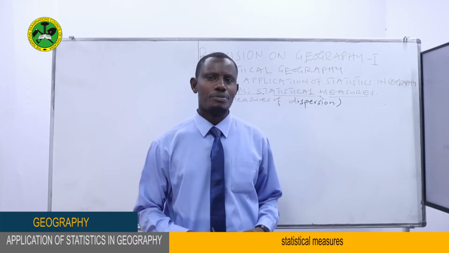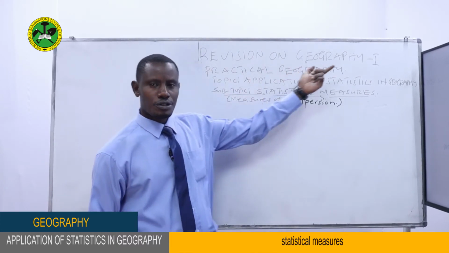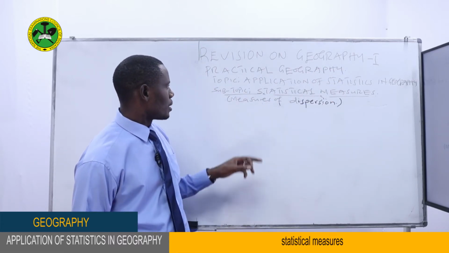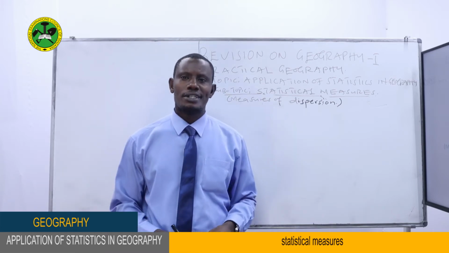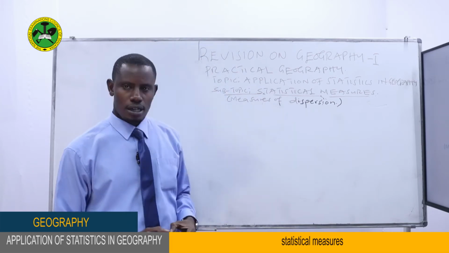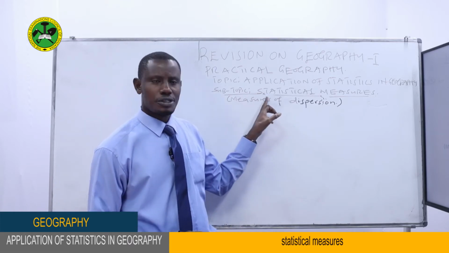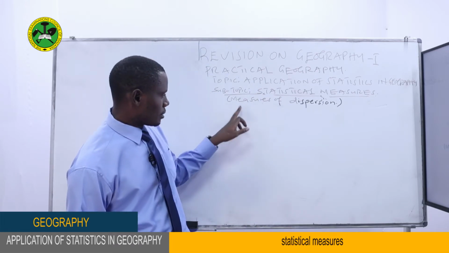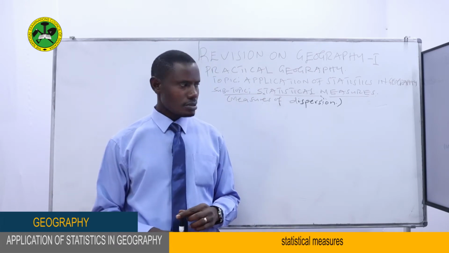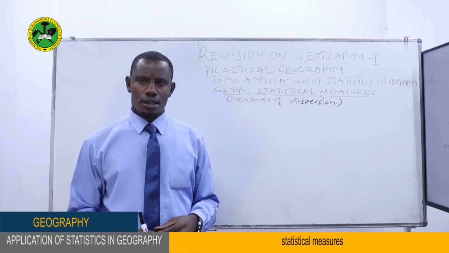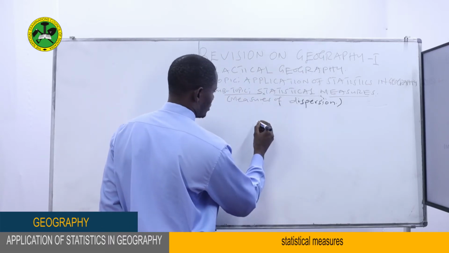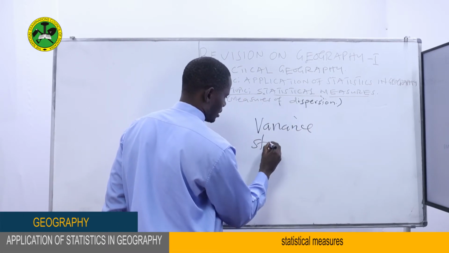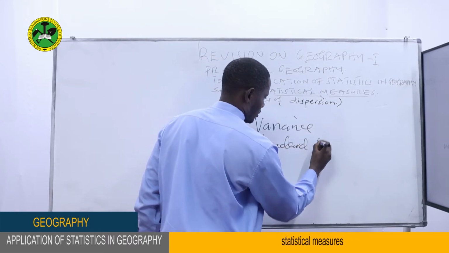So today's revision will be centered on geography paper 1, and it's about practical geography. We are much concerned with the topic of application of statistics in geography. And we have a subtopic which is statistical measures, and that will be the revision for today. The statistical measures will be centered on the so-called measure of dispersion, and on the measure of dispersion, we will be targeting the variance and the standard deviation.